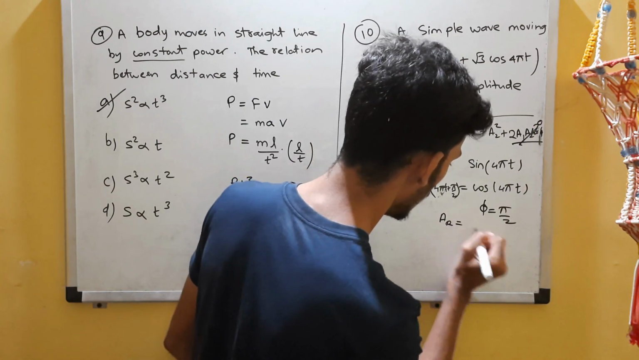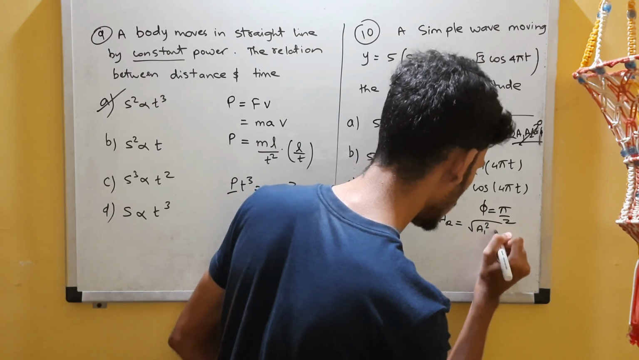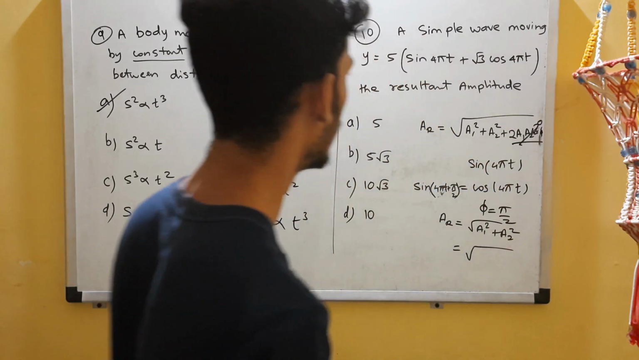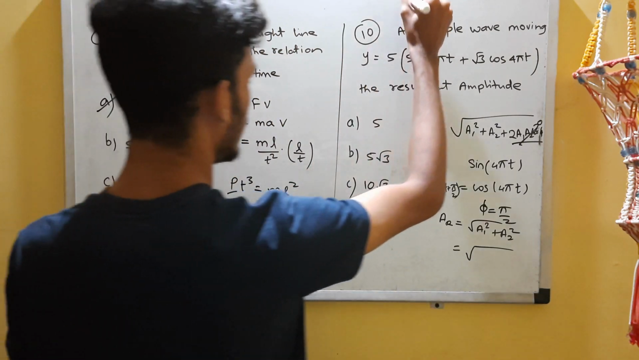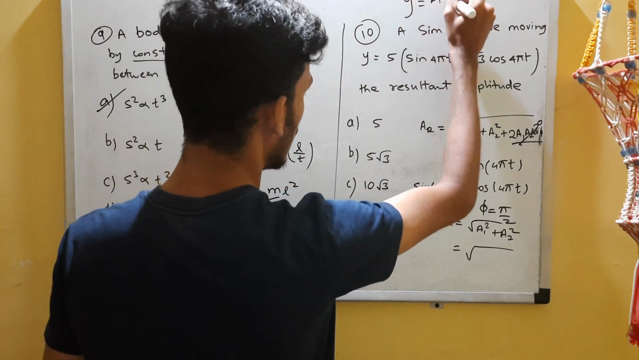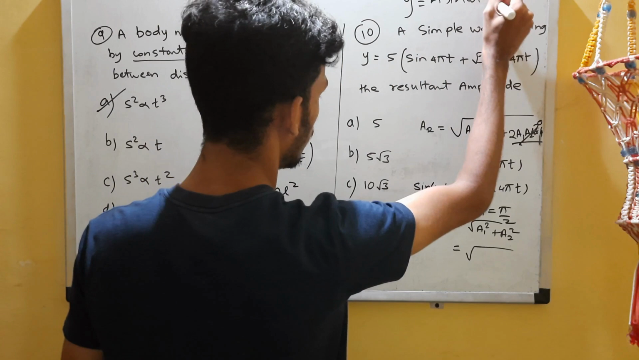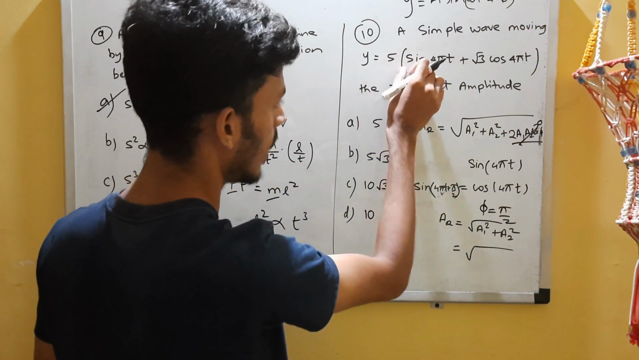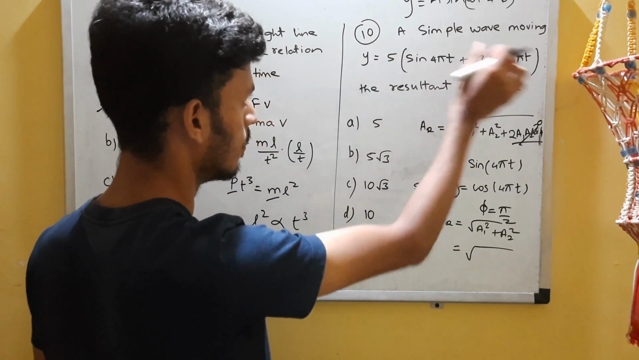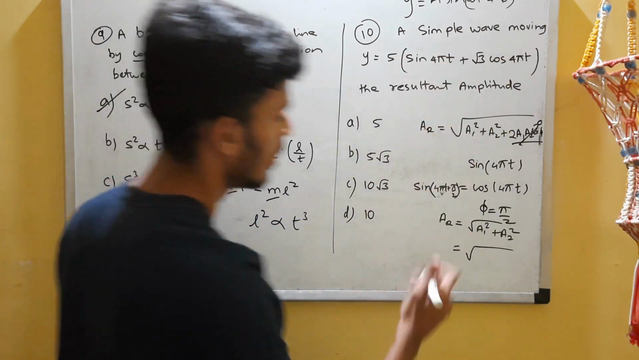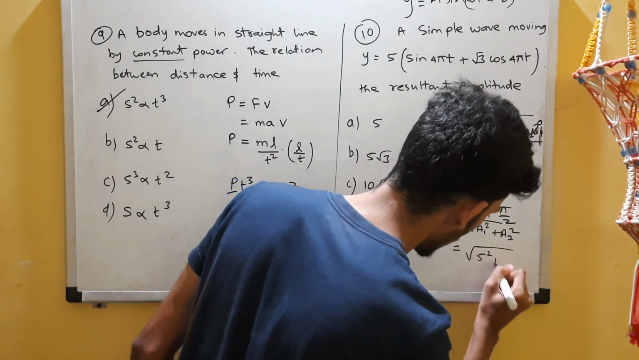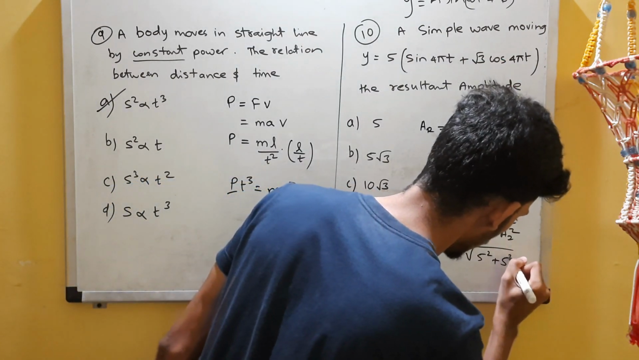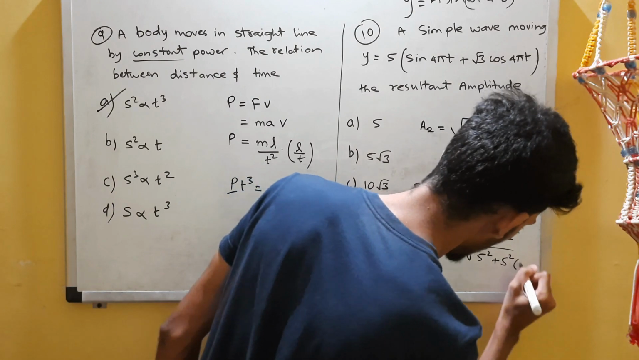So AR will be nothing but a1 square plus a2 square. Okay, fine. So a1 is the amplitude of the first wave. The equation is y equals a sine omega t plus 5, so here if you see, a will be 5. 5 is multiplied to both the terms. So 5 in the first case, so 5 square, and here we'll have 5 root 3. Please don't forget the 5. So 5 square and root 3 square, that is 3.